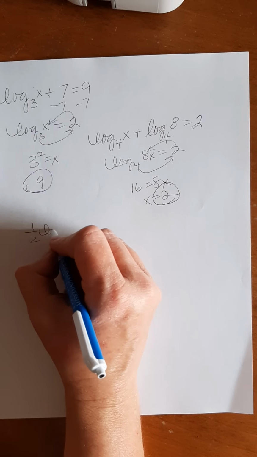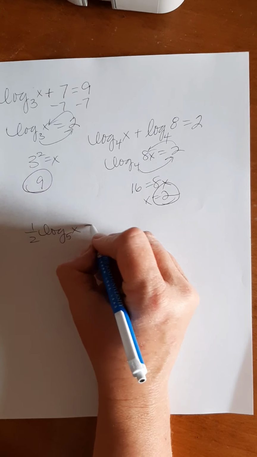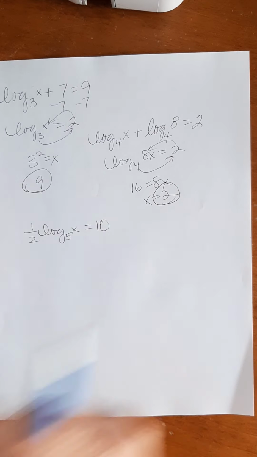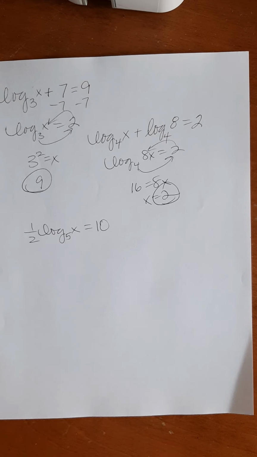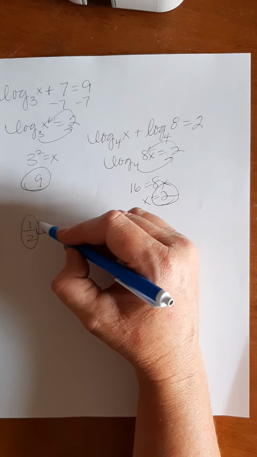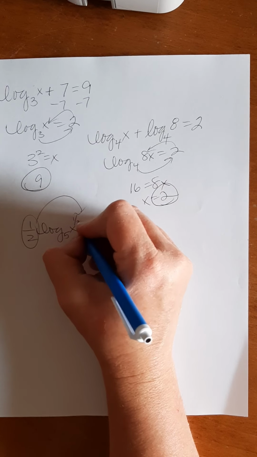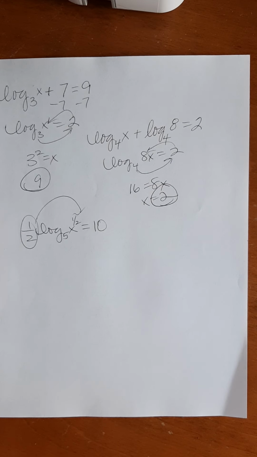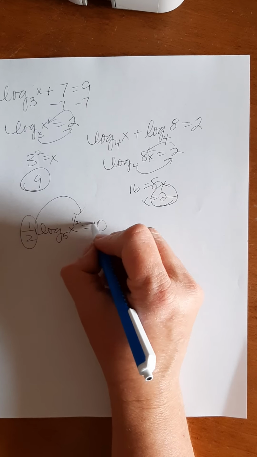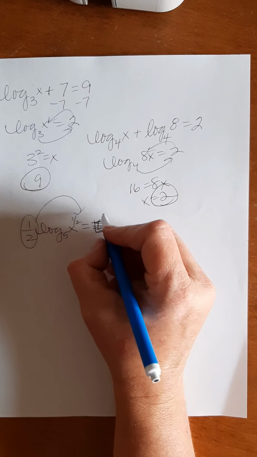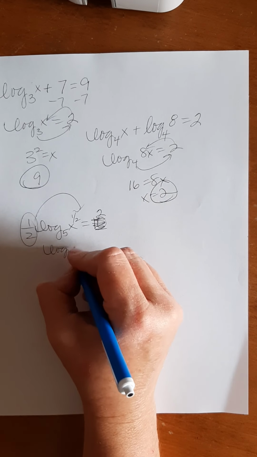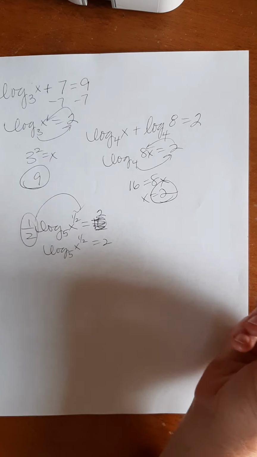Let's do one more at least. Let's say this one. And I know you're like, ooh, a half. Well, coefficients become exponents. So, that was not what I wanted. Let's change that to a smaller number. We'll say 2, and you'll see why in a second. So what I really have is log base 5 of x to the 1/2 equals 2.